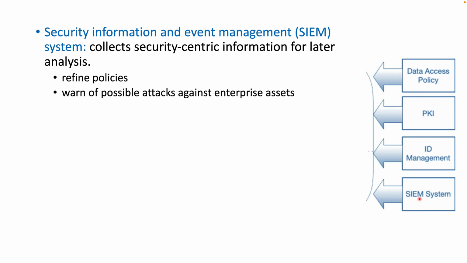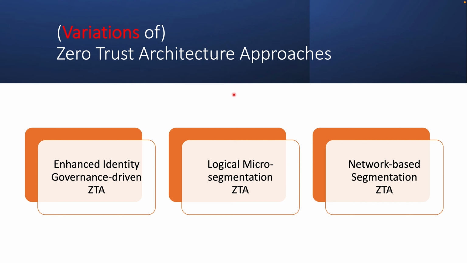And the last component is the security information and event management system. This system collects security-centric information for later analysis. This data is then used to refine policy and warn of possible attacks. So these are the main components for the Zero Trust access model.